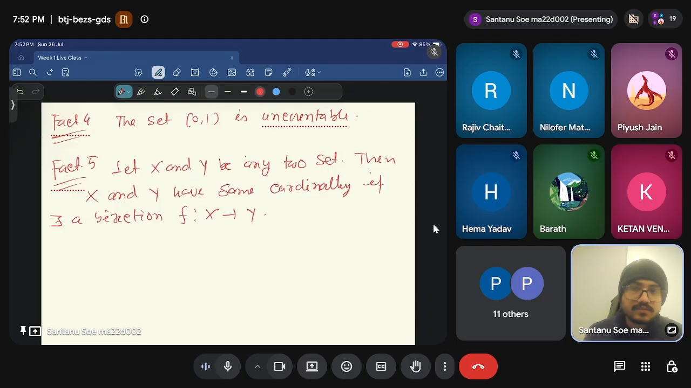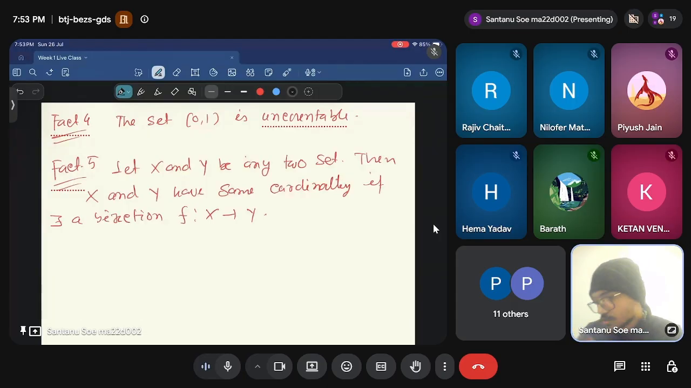So if there is a bijection from a set x to a set y, then if x is countable, y has to be countable. Similarly, if x is uncountable, y has to be uncountable. Okay, is this fact 5 clear? So if there is a bijection between two sets, both will have the same cardinality. Here cardinality refers to the same category of sets. So there will not be a bijection between a countable set and an uncountable set.